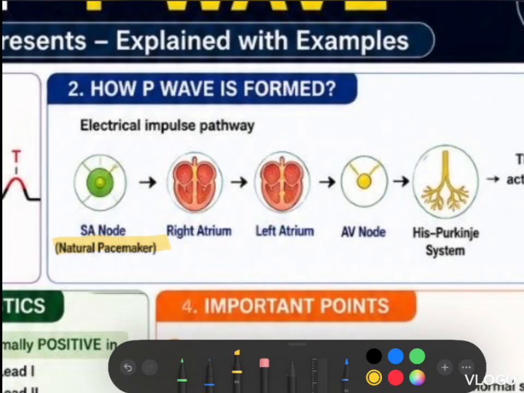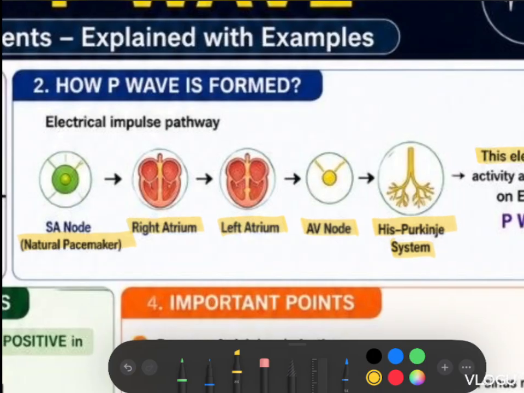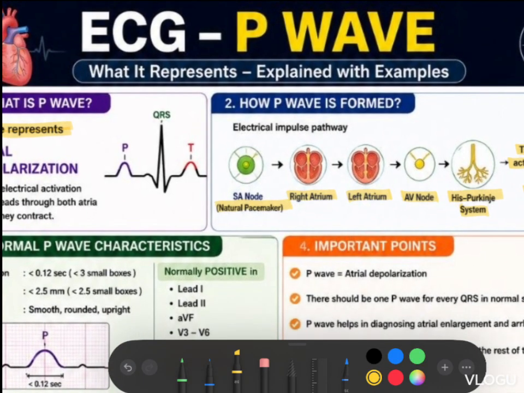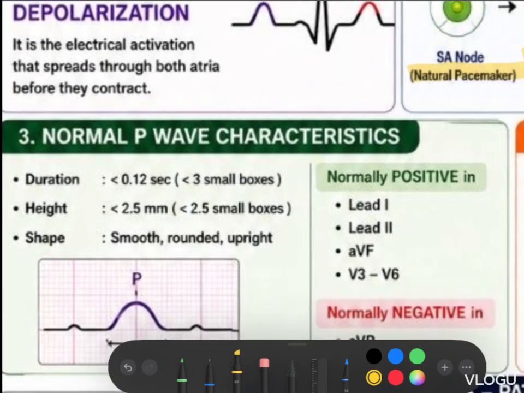Here we have the electrical impulse pathway. First the SA node, then the right atrium, then the left atrium, and the P wave appears on the ECG. Then the AV node, then the bundle of His and the Purkinje system. So this is the pathway.